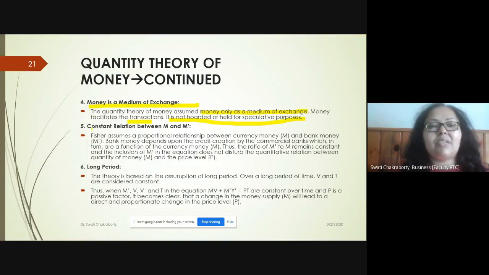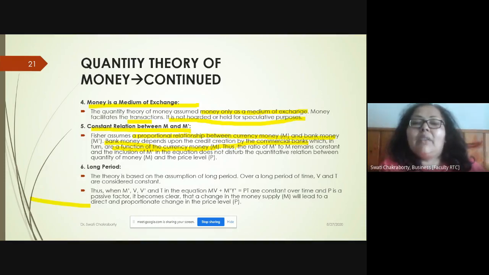The fifth assumption is that there is a constant relation between M and M dash. As per Fisher, he assumed that there is a proportional relationship between the quantity of money and the bank deposits, bank money. What bank money is depends upon the credit creation by the commercial banks, which is in turn a function of the current money. How much credit is created by the commercial banks depends on the current money. So the ratio of M and M dash remains constant.